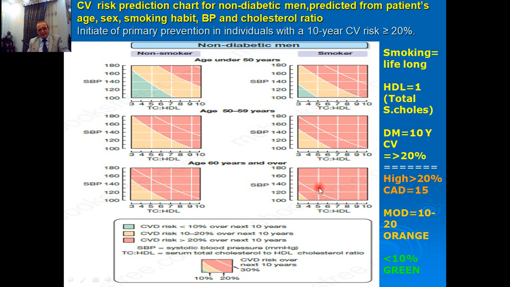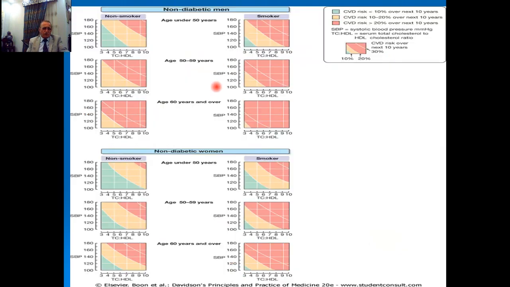While if your relative, your uncle, is age 60, his blood pressure 160, and his cholesterol is high and he's a smoker, then he is in the red zone, more than 20, and in between we have the orange zone. So according to that, you can tell which zone my patient is in: high risk, moderate risk, or low risk. A high risk patient should be offered treatment of blood pressure and other risk factors. Remember, diabetes by itself unfortunately is 20%.